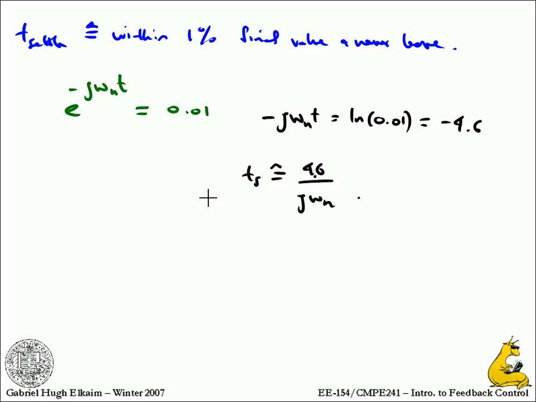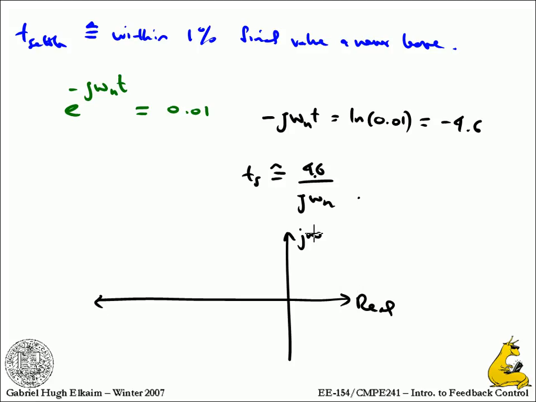All right, and again, if I look at this, for the settling time, on my real versus my j omega axis, I'm moving a bound in this direction. So as I move it in that direction, my settling time gets shorter and shorter. Okay.